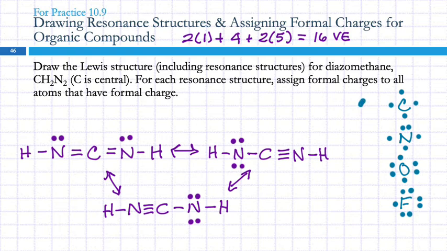So carbon has 4 bonds, nitrogen has 3 bonds, oxygen has 2 bonds, fluorine has 1 bond. Their formal charges will be 0. So that's kind of a shortcut. So we have to assign formal charges. So let's look at that first one. We're cutting all the bonds in half.